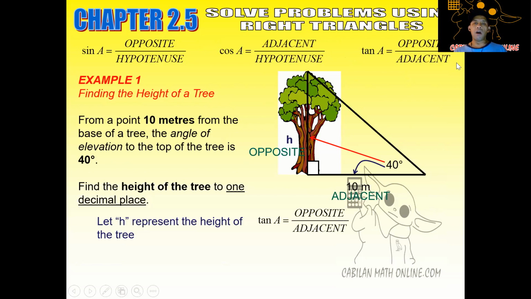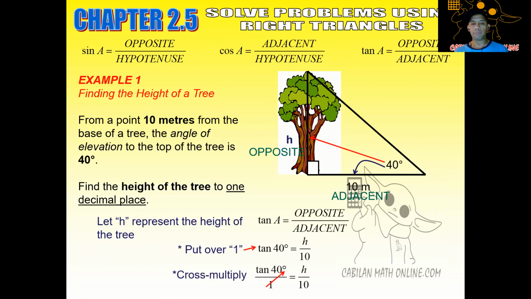All right, so next part we're going to put the numbers in for the respective letters there. So the opposite here will be h, adjacent here will be 10 meters, and the 40 here will go for the capital A. Now remember this next step here, you only do when you're solving for the length of the side. So this over here, I'm going to put 1 underneath it, and then from there, we're going to cross multiply.